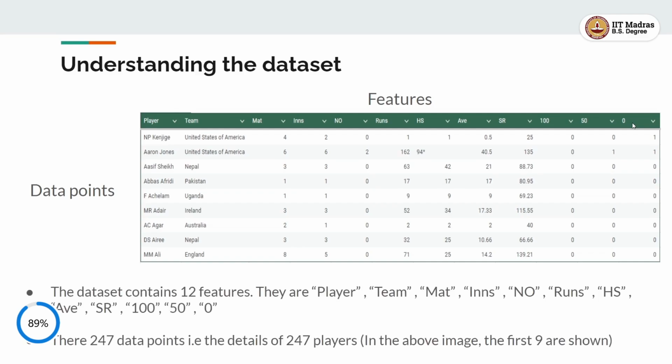So in our dataset, we have 12 features. We just had a look at what they were. And the actual dataset contains 247 points. In this image, we have only shown the first 9.